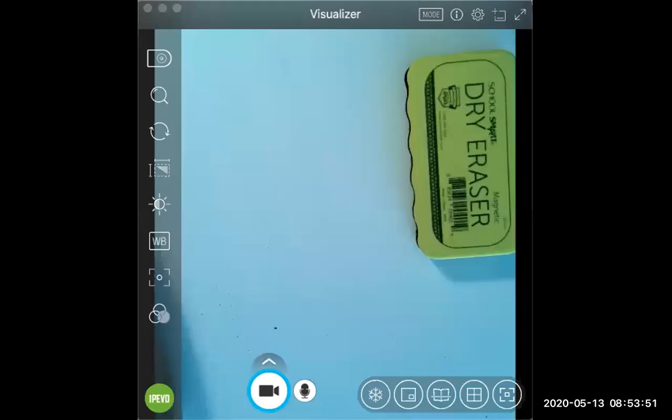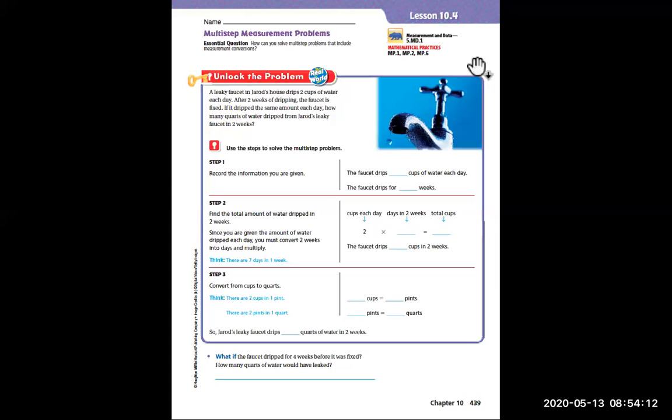So we're going to work out of your book today, and the first page you're going to need is page 439, so if you could get that ready. Okay, so the problem says that we have a leaky faucet in Jared's house that drips 2 cups of water each day. After 2 weeks of dripping, the faucet is fixed. If it dripped the same amount each day, how many quarts of water dripped from Jared's leaky faucet during those 2 weeks? So, the first thing I'm going to do is highlight the question that we're trying to answer.